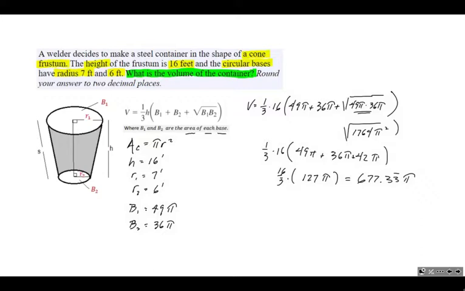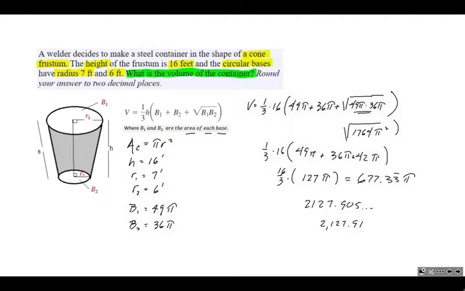Now we can punch that into our calculator, do that multiplication, and we end up with 2127.905 something. And we can round that to the nearest 2 decimal places, to the nearest hundredth, and that's going to give us 2127.91.